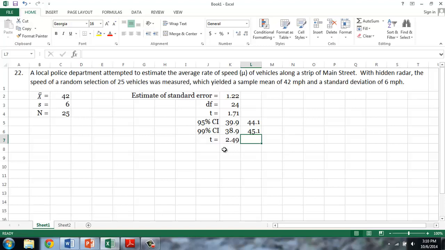So one way to check your work, if you're calculating multiple confidence intervals, is to verify that the range is larger for larger levels of confidence.